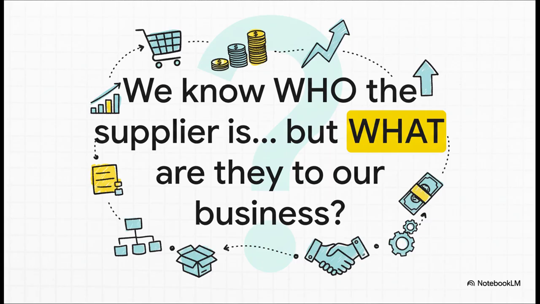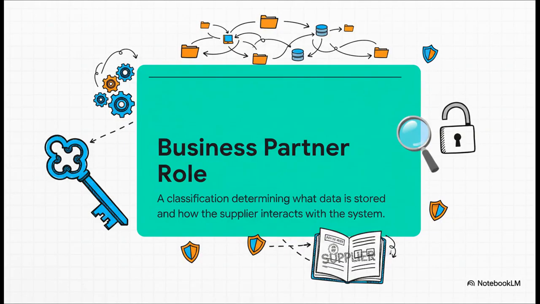Okay, so we know who they are and where they are. That's sorted. But now we need to define what they are to us, to our business. What's their role? This is where we officially define that relationship in the system. And the way we do that is with something called the business partner role. Now think of this like getting a specific stamp in their passport. This stamp basically unlocks certain sections and tells the system what kind of data we can store for them and who gets to interact with them. It's the key that opens the right doors for the right people.